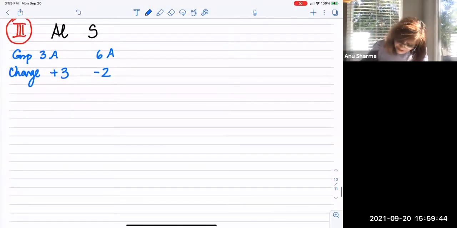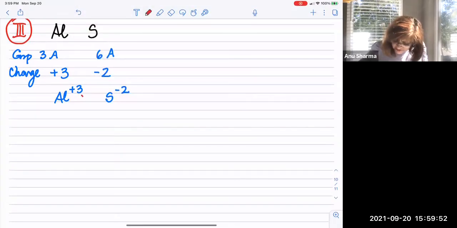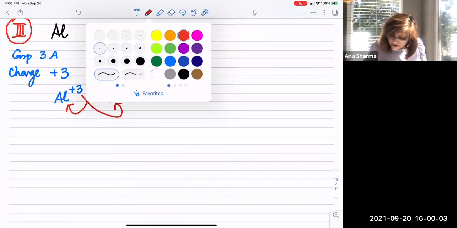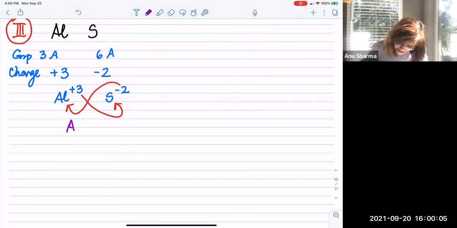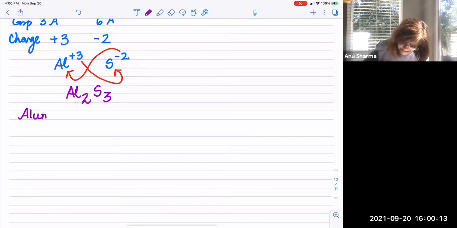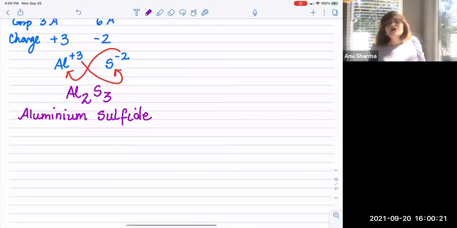Anyways, now let's put these charges here. For aluminum, +3, sulfur -2, and now you crisscross. This number comes here, this number comes here. So 3 and 2 don't cancel each other because they are two different numbers and not multiples. So this is Al2S3. And what is the name? Aluminum, being the metal, doesn't change, aluminum sulfide.